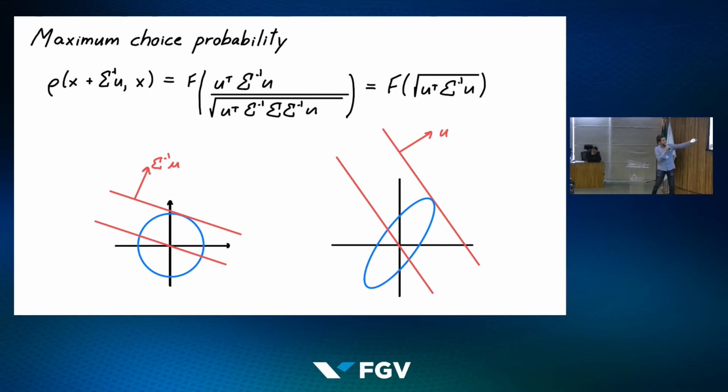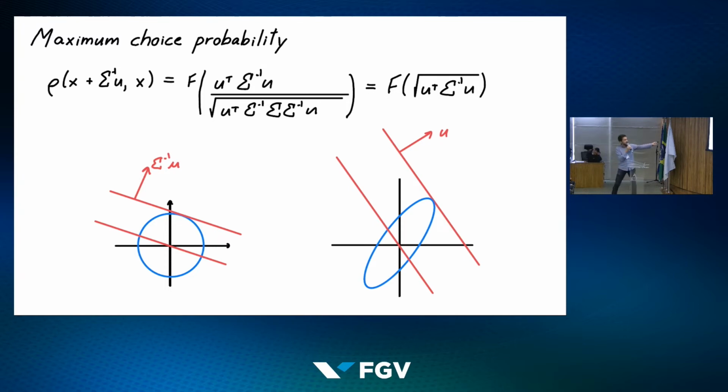Suppose for a second that we didn't have a generalized Euclidean distance. That means I will use just the regular Euclidean distance, okay? So all my balls for my inner product norm will be just the standard circles. Then the direction in which the maximum probability will happen will be the direction of the utility. But because I have a generalized distance, when I'm looking at the direction of maximum choice probability, I'm not going to have just the utility. I'm going to have the utility multiplied by the inverse of my variance covariance matrix.